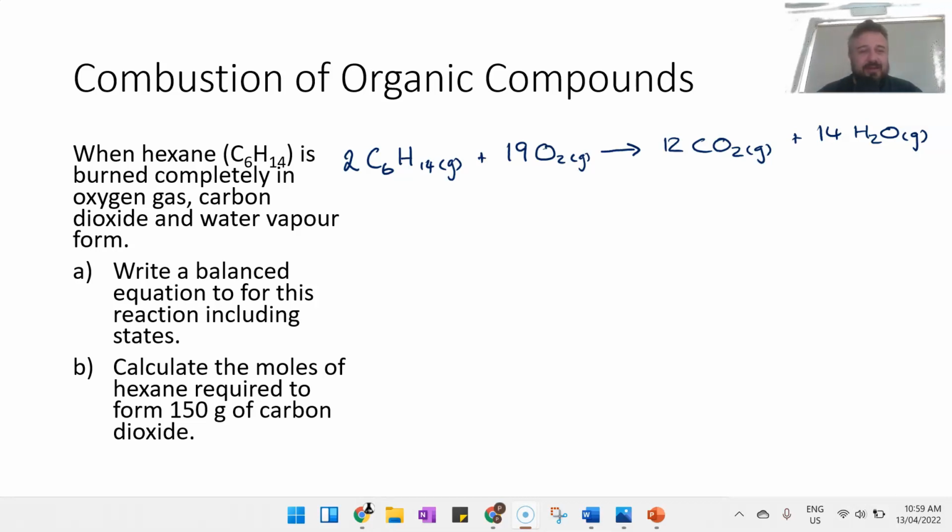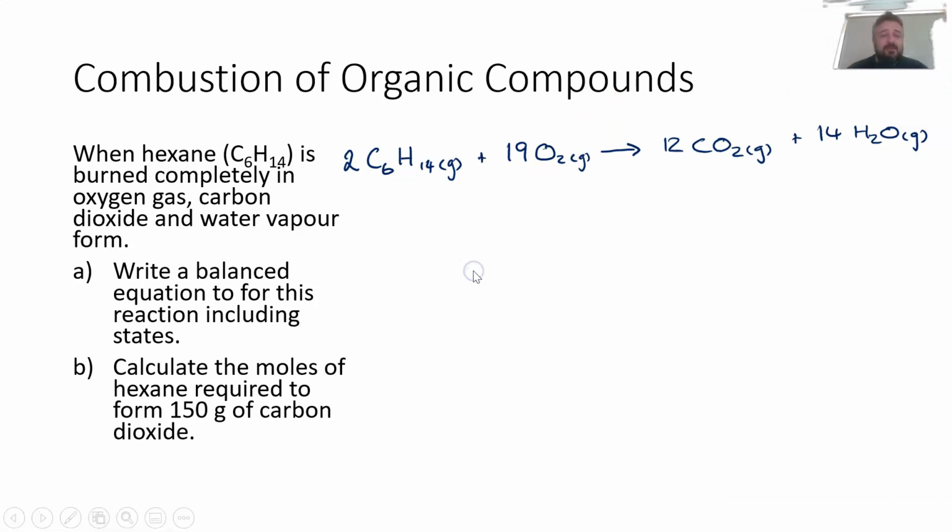So let's go back to this. Calculate the moles of hexane required to form 150 grams of carbon dioxide. The first thing it's asking us is we need to know about 150 grams of carbon dioxide. We also need to know the moles of hexane. So there are some steps. First, we need to know the moles of CO2 that's in 150 grams. And then we want to know the ratio of the moles of hexane. Okay, so that helps us work it all out.